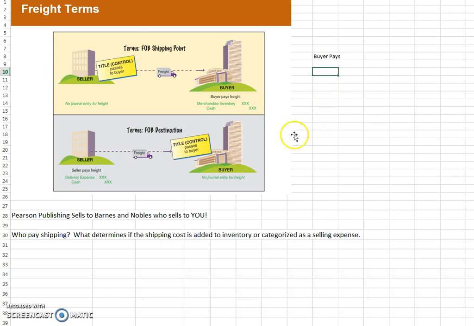Now, if it would have been FOB Destination, so let's say we're still Barnes & Noble and we still purchased some books from Pearson Publishing, but it was FOB Destination, in this case Pearson Publishing paid, because they sent the books, it traveled all the way to us, and the whole time it was traveling, it still belonged to Pearson Publishing. So they would have to pay.